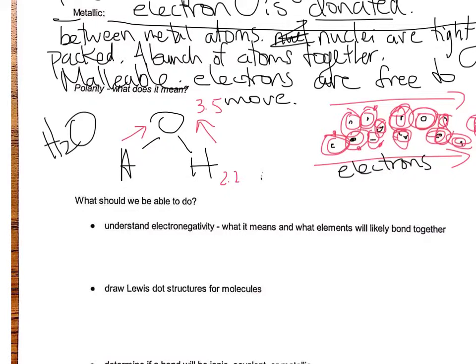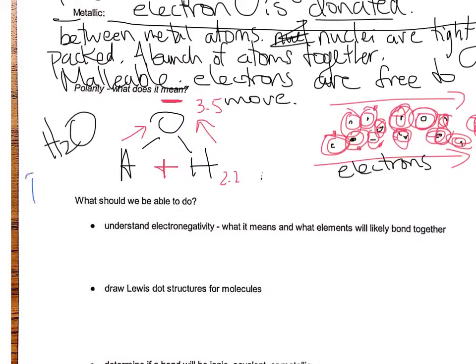Electrons are negatively charged, so we say that this end becomes kind of negative because the electrons bunch up to that end, and this end becomes positive, okay? So electrons are pulled this way because oxygen has more pull on them as measured by electronegativity. And one end of the molecule becomes negative and one end becomes positive. And that is what is meant by polarity.